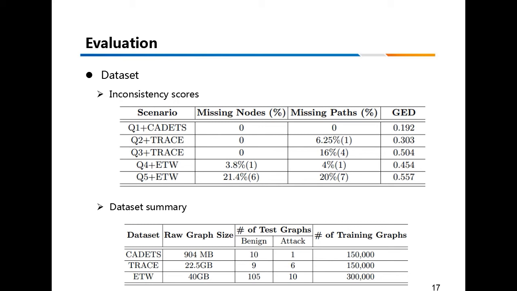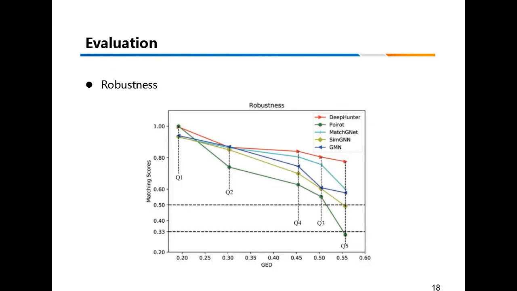The inconsistency scores are shown in the table. The dataset summary is shown in the below table. We compare DeepHunter with Parrot and other GNN-based graph matching models. In this figure, we can see that all matching scores calculated by DeepHunter are greater than the threshold, which is 0.5. This result shows that the accuracy of DeepHunter can be guaranteed in scenarios where there exist various degrees of the inconsistency.